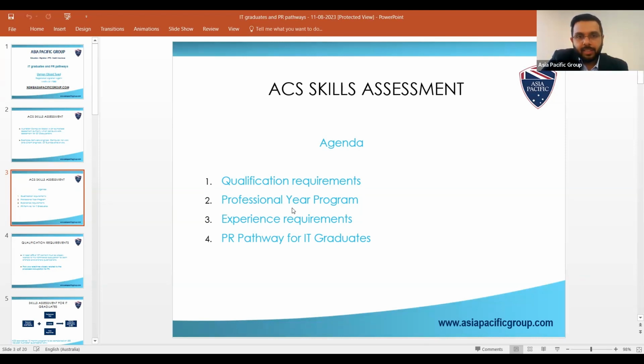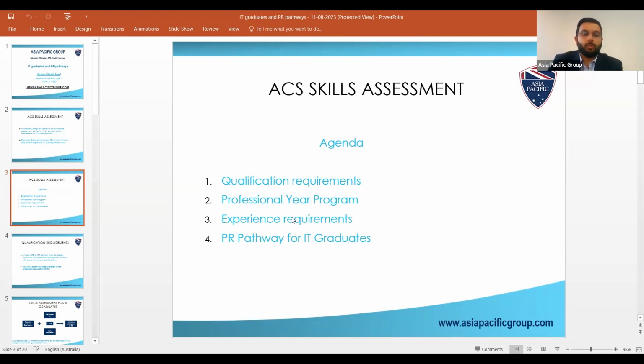The third thing is experience requirements. For this, we'll discuss what kind of documents you need to prove your experience. A lot of you might be working, or may have worked in your home countries, and you need to know how experience works. We have to figure out the proper way to present our experience in our skills assessment, in such a way that it is very clear to ACS that you have genuine experience.